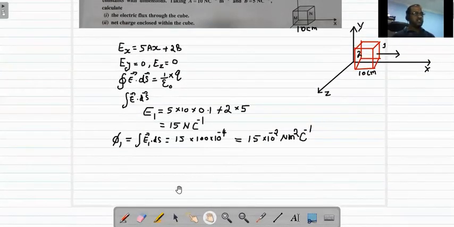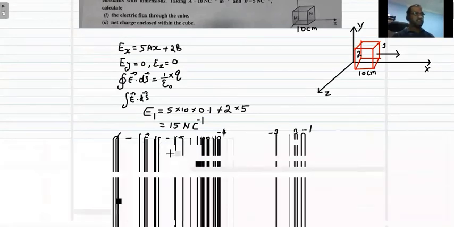Now in this way we can find E2 also. E2 for the surface, what is the electric field intensity at surface 2?